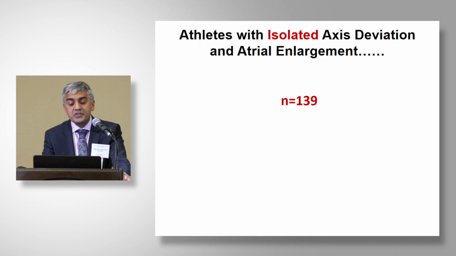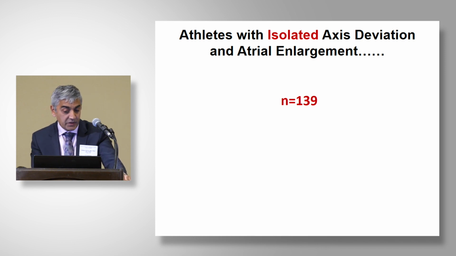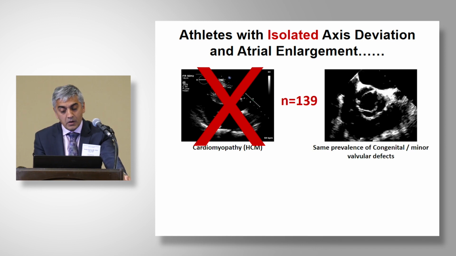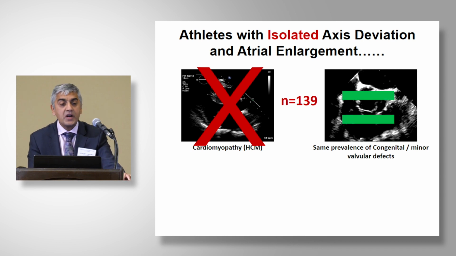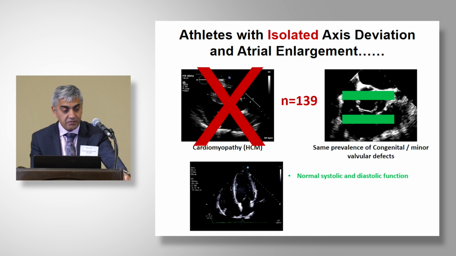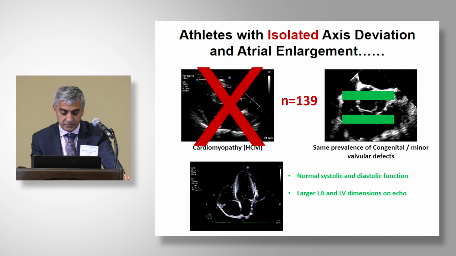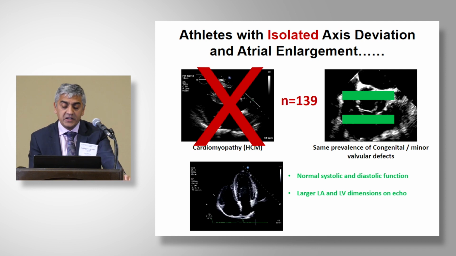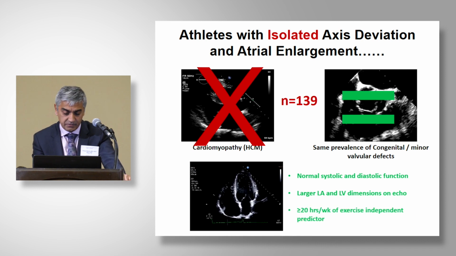When we actually looked at the 139 athletes with axis deviation or atrial enlargement, we found none with cardiomyopathy. We found that the prevalence of minor congenital or valvular abnormalities was no different to those who did not have these abnormalities. We found that they had normal indices of systolic and diastolic function, but the ones with left axis deviation and left atrial enlargement had larger LA and LV dimensions on echo.